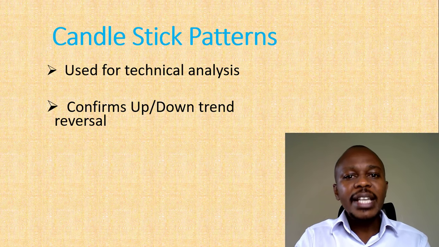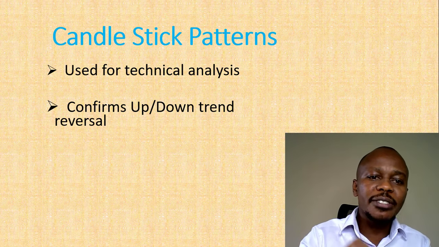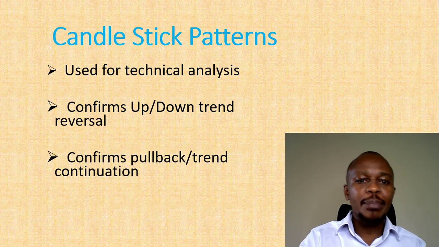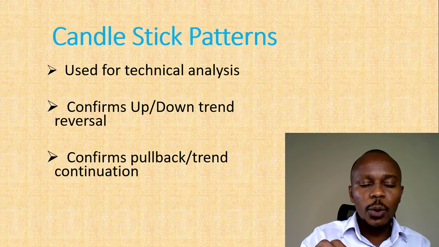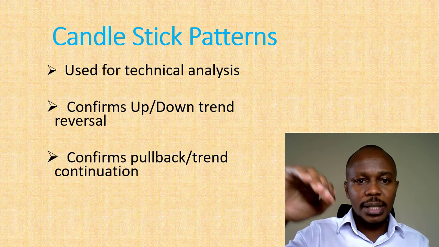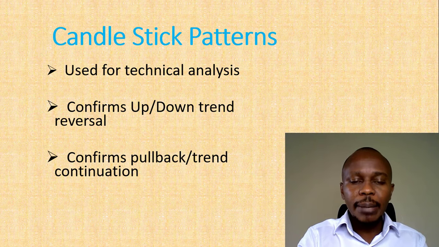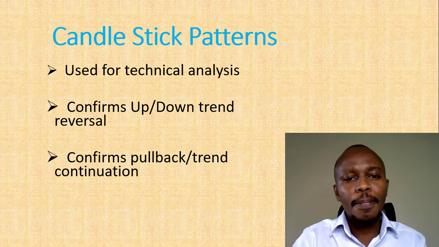The other event is to confirm a continuation of a trend, or what's commonly referred to as a pullback. This happens, say for example, if there has been an upward movement, slight change downwards, then the price continues to move in the previous trend. So you can use these patterns to determine that change in trend and also a continuation in trend.